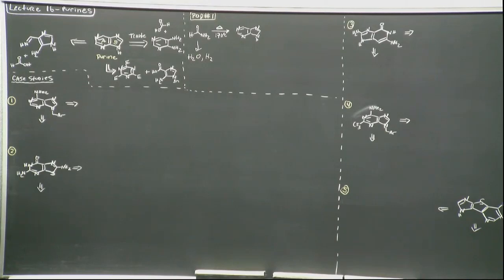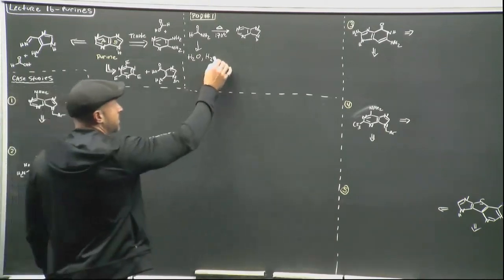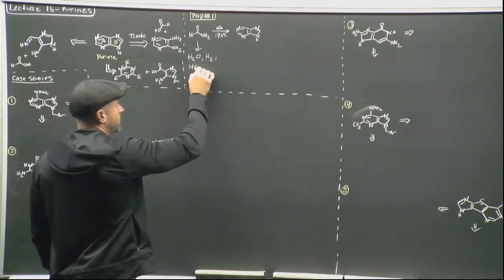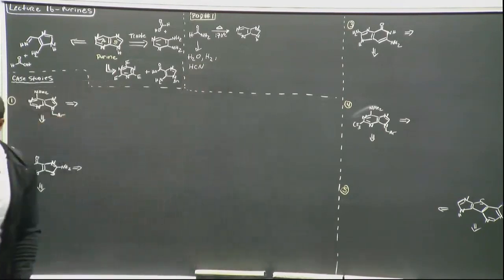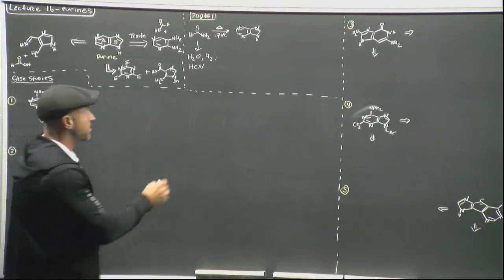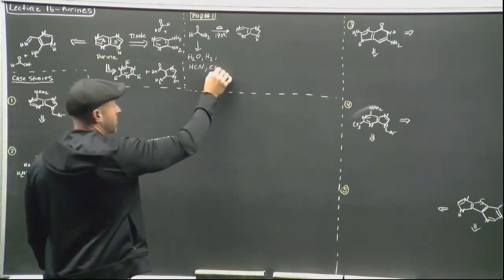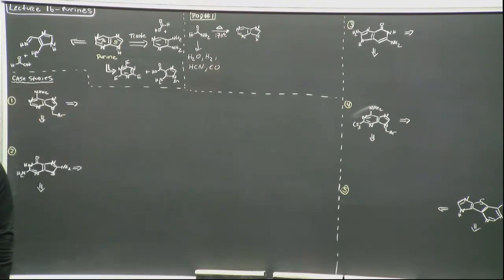If you excise water from there, you can imagine that maybe there's some HCN liberated. You might even be able to draw a mechanism to get rid of some CO. So we got all these various building blocks in addition to formamide that are just floating around. Now let's go back to purine. Is there a unit of one of these things you can trace within the molecule of purine?